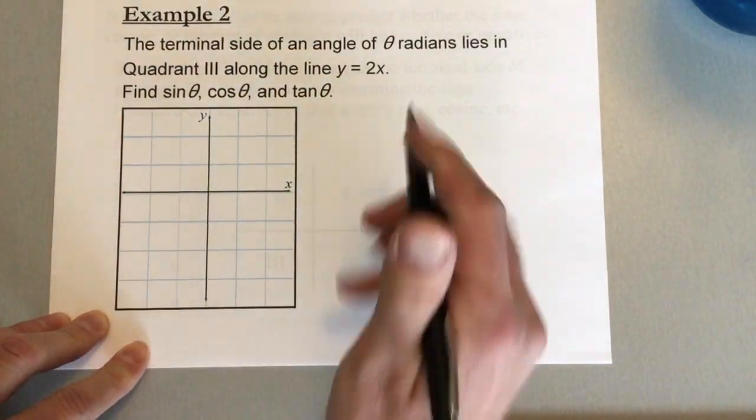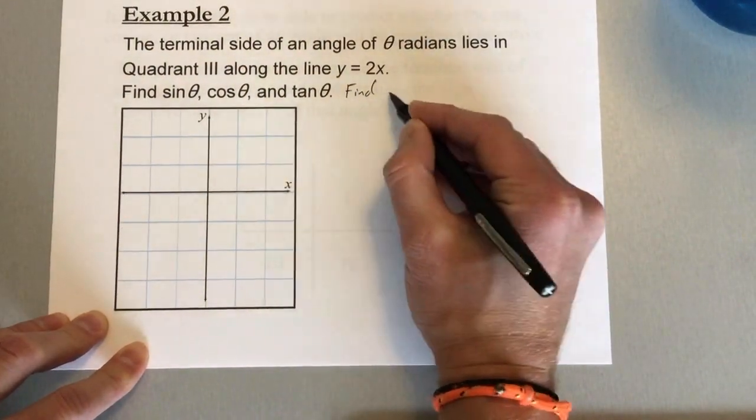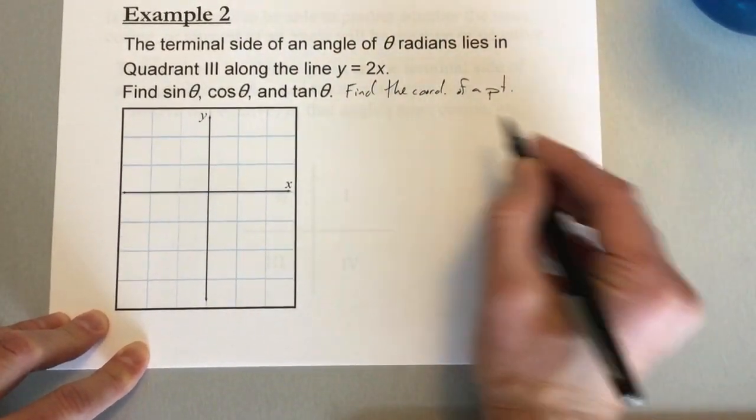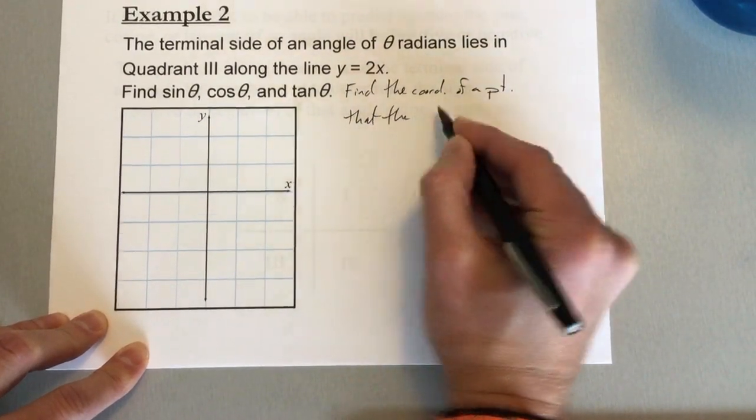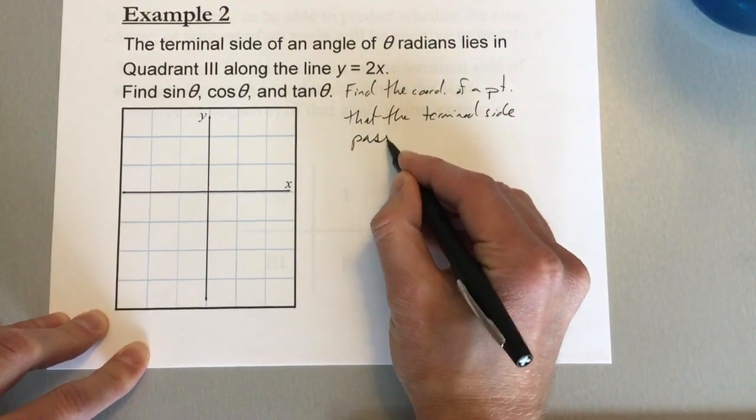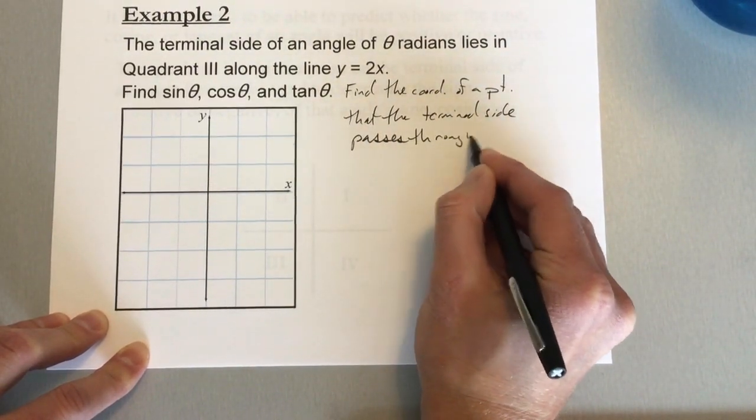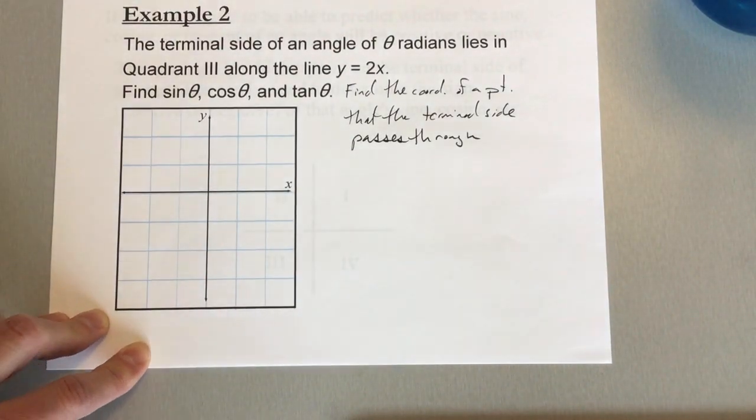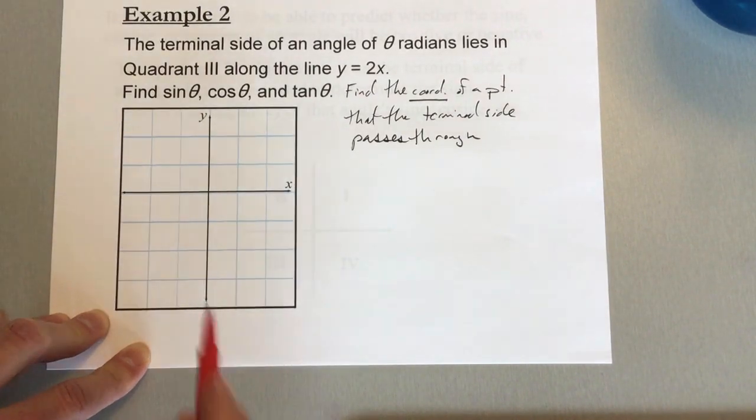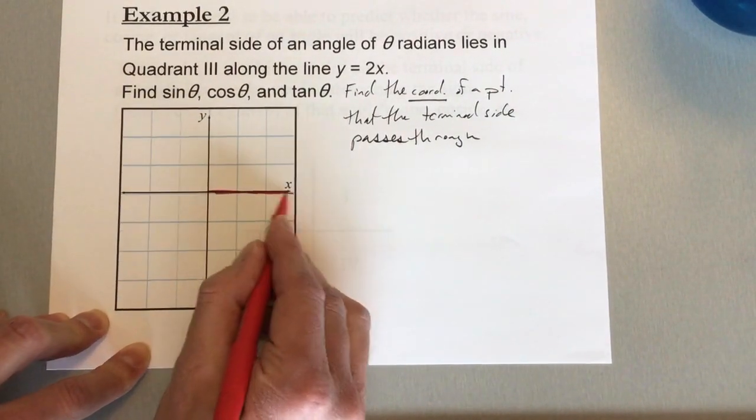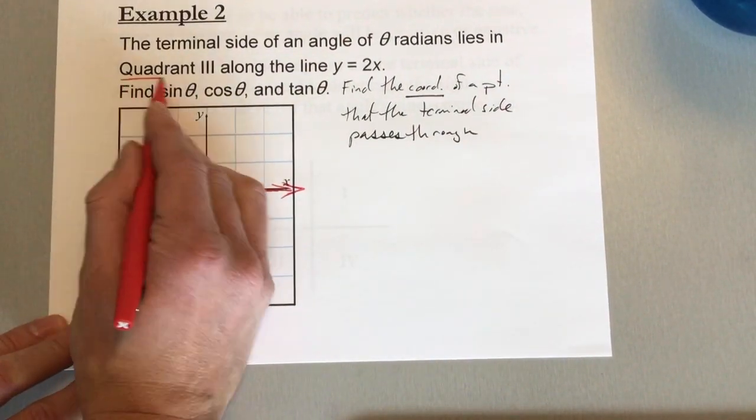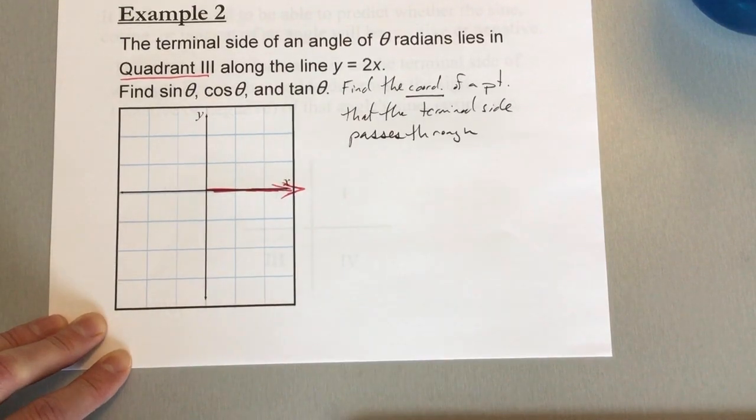To do so, I first need to find the coordinates of a point that the terminal side passes through. That's what my definitions rely upon. I don't have a triangle to use for this one, so I have to use an alternate definition that relies on the coordinates of a point that the terminal side passes through. The initial side of the angle always lies along the positive x-axis, and my terminal side is somewhere here in quadrant 3. How can I find the location of that terminal side?